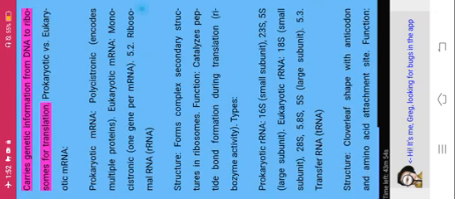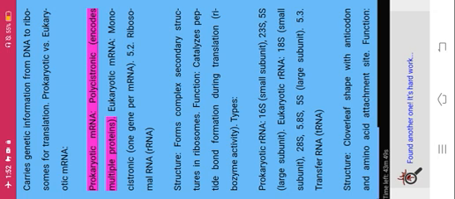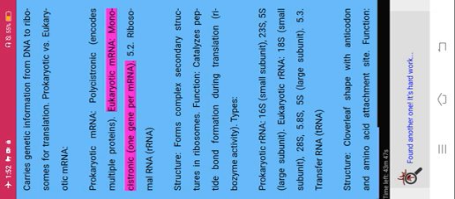Function: carries genetic information from DNA to ribosomes for translation. Prokaryotic versus eukaryotic mRNA. Prokaryotic mRNA is polycistronic, encoding multiple proteins. Eukaryotic mRNA is monocistronic, one gene per mRNA.